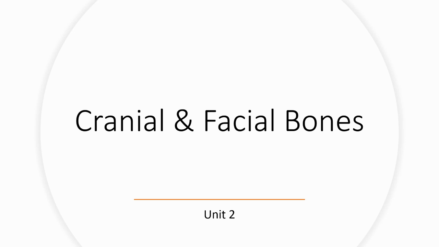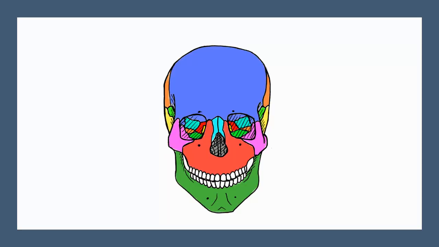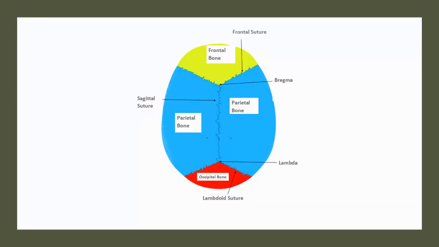Today we're going to talk about Unit 2 and the cranial and facial bones. Here's a picture of the skull. These are the three of the four cranial bones: the frontal bone, the parietal bone, and the occipital bone. Notice the sutures and some of the bony landmarks.